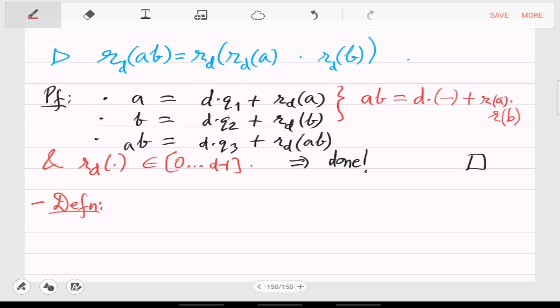So the definition of Gauss was that you write A equal to B mod n if n divides A minus B. Okay, so that is the notation.